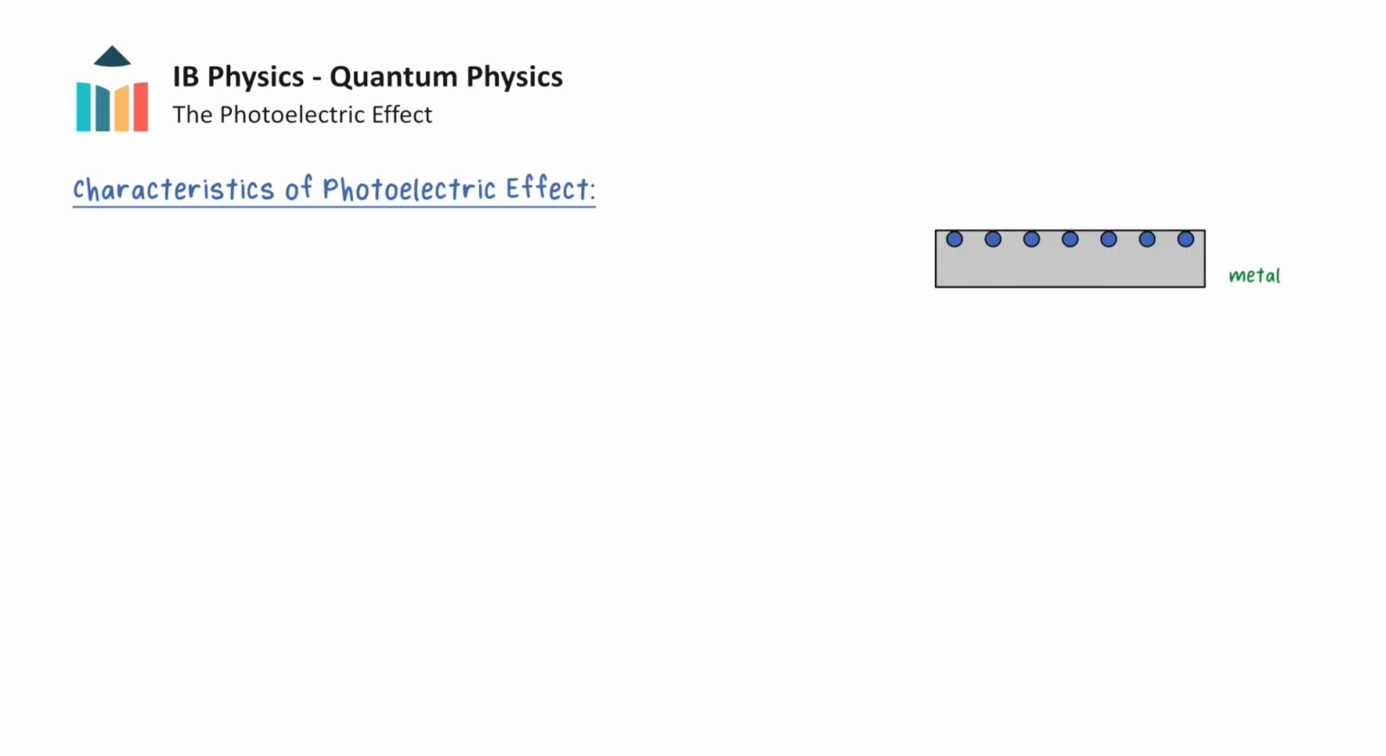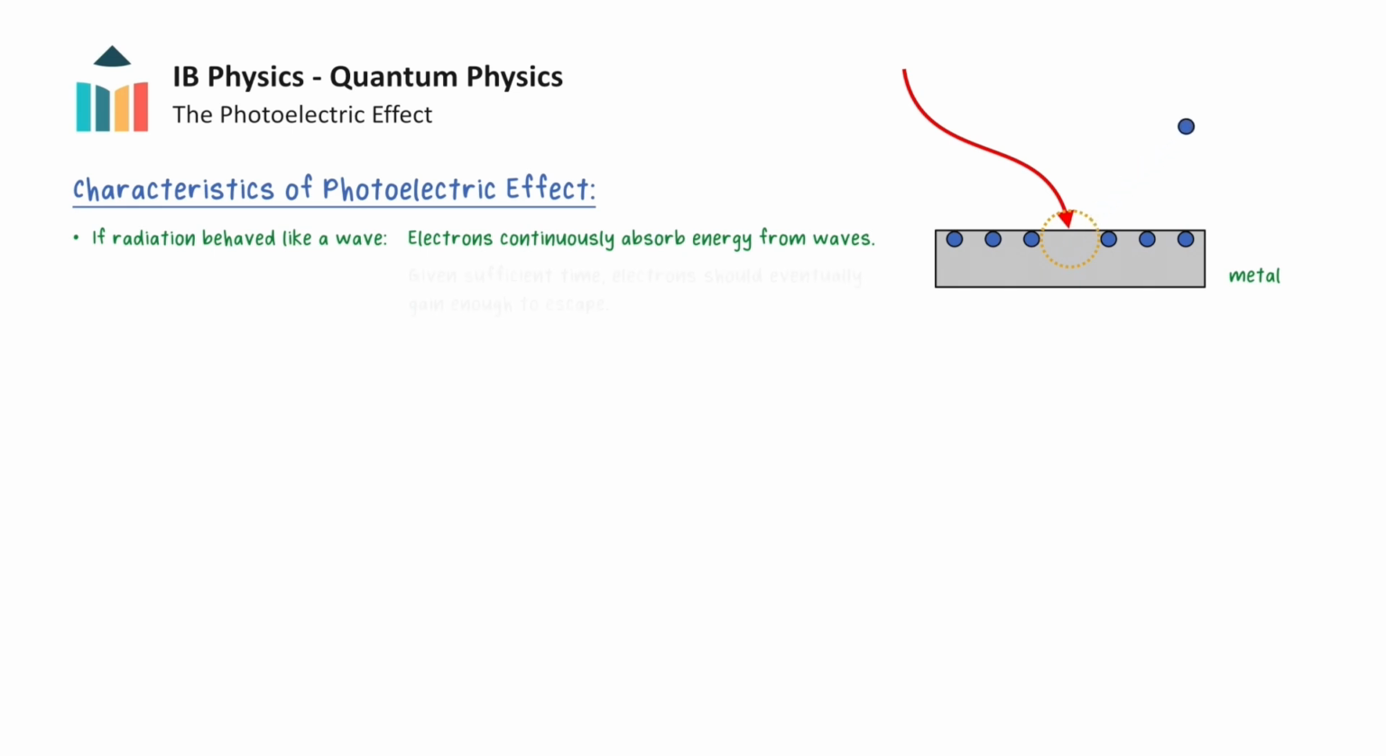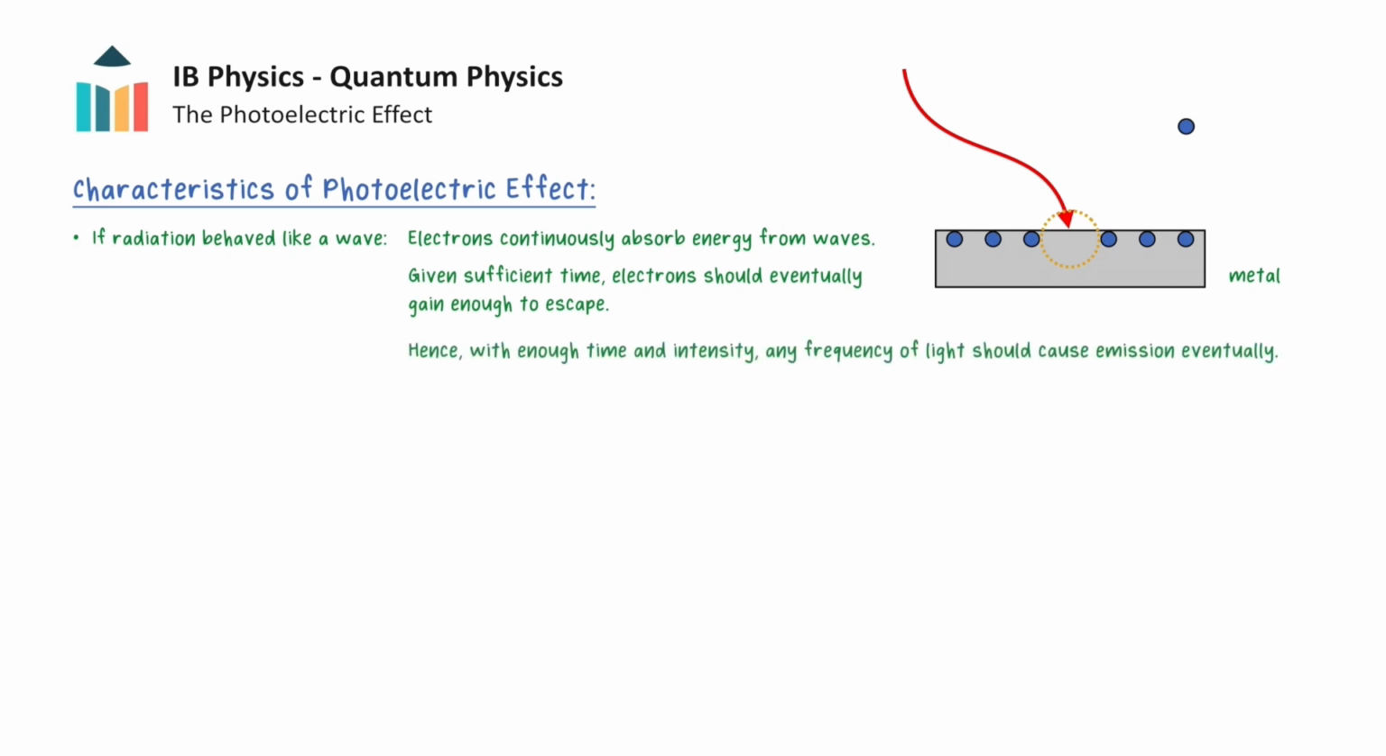If we treat electromagnetic radiation as a wave, then electrons on a metal surface would continuously absorb energy from incident electromagnetic waves. With this logic, if electrons absorb this energy for a long enough time, we would expect that they should eventually accumulate enough energy to escape the metal surface and be emitted. Moreover, this theory would predict that any frequency of light should eventually cause emission given sufficient time and intensity.